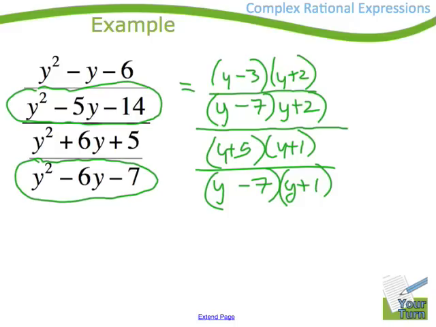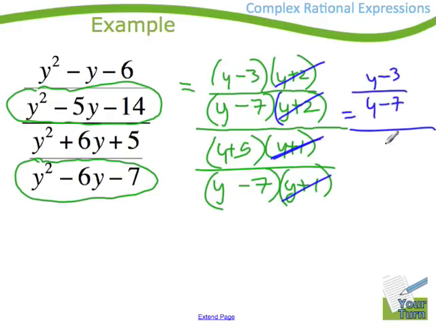Now immediately one thing that I notice is that here on the top I have a factor of 1, so I can eliminate that. So really on the top all I have now is y minus 3 over y minus 7. Similarly on the bottom there's a factor of y plus 1 that's common, so I can eliminate that as a factor of 1, leaving me with y plus 5 over y minus 7. That's a little bit odd.